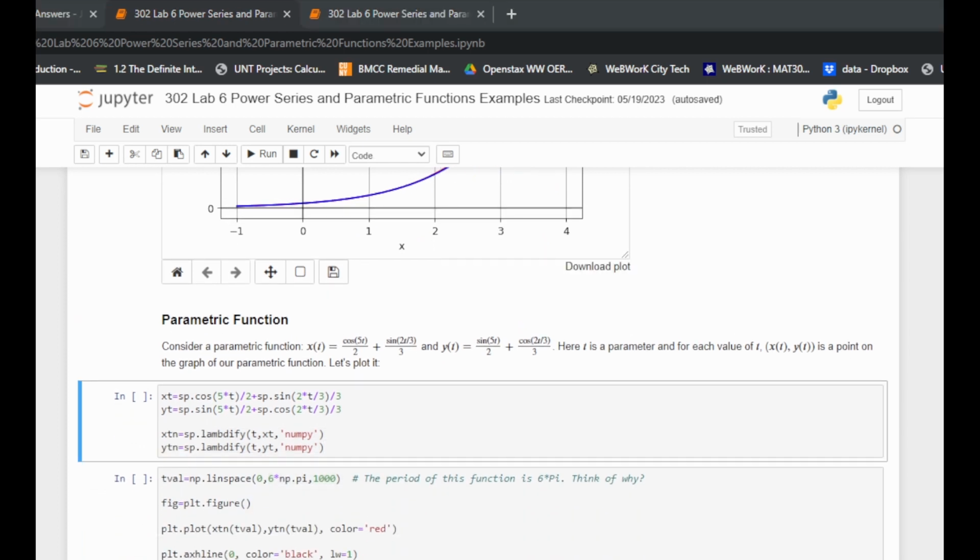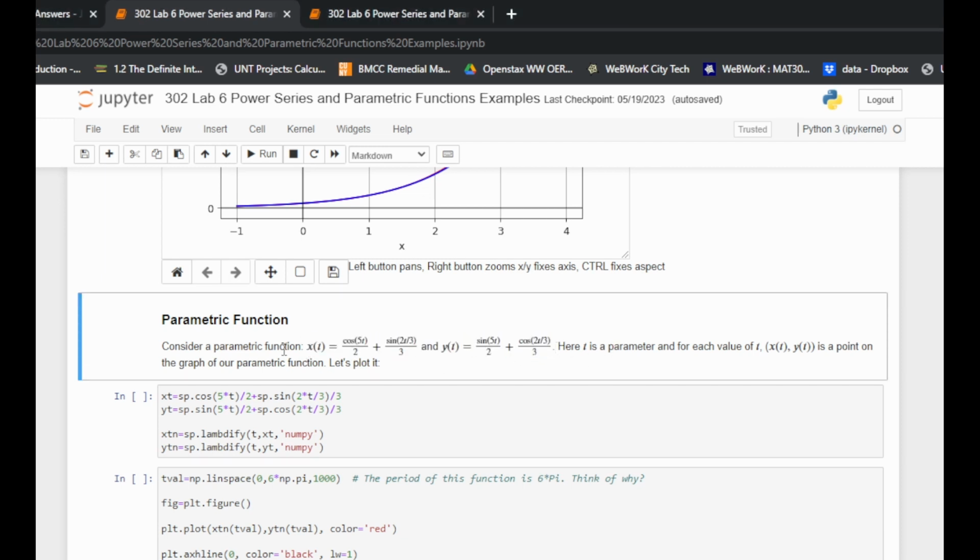Next part is about parametric functions. Now dealing with parametric functions is quite simple in Jupyter. So in this case we will try to plot it, and we'll try to find one integral related to parametric functions. So let's say I am given the following function: x of t equals this expression, y of t equals this expression. In this case, t is the parameter. So I want to plot it.